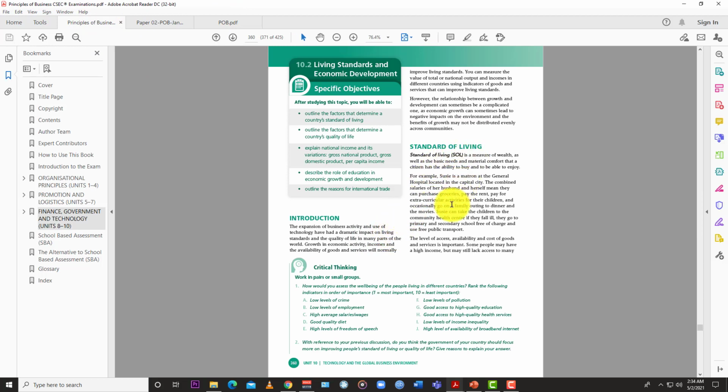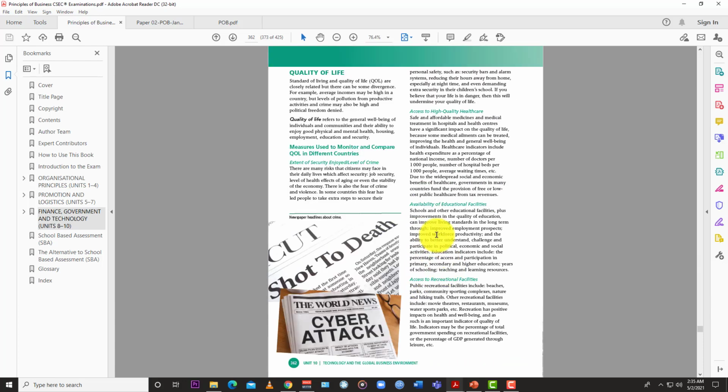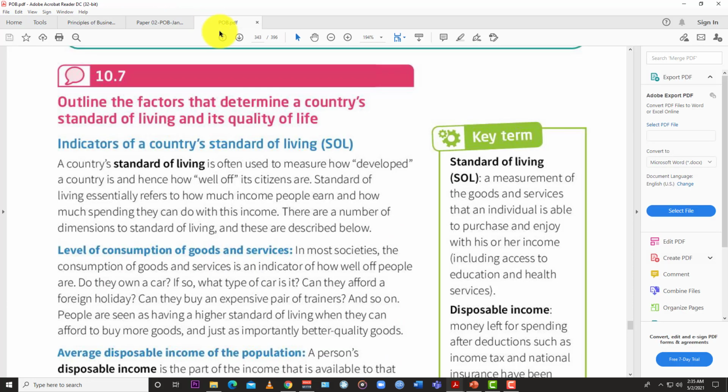So you have standard of living is a measure of wealth as well as the basic needs and material comfort that a citizen has the ability to buy and to be able to enjoy. So you have a whole lot of them here. You have disposable income, that's one. You have the national ownership of capital equipment, a measure of the total capital stock, that's the next one. Then you have access to modern technology, how much you can afford, how much fancy things you can afford. Then you have level of investment in research and technology. And so those are some indicators of your standard of living.